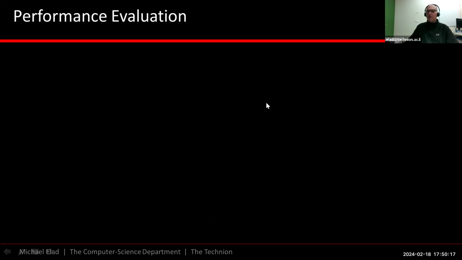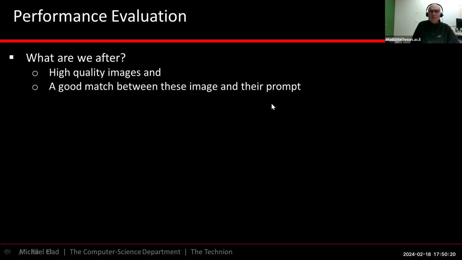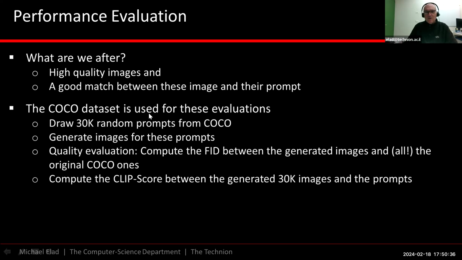In terms of performance, how do you evaluate such an algorithm? What is it that we are after? We would like to get good-looking images, and so FID can play a role here. But we also want to make sure that they match the prompt. I mean, if you just create images that are unrelated to the prompt, you have failed. And this is exactly where CLIP score will come in. So here is what they did. There is a large data set called COCO that has images and prompts. They took 30,000 random choices of prompt from COCO and generated images from them. So they have now 30,000 generated images that correspond to specific prompts.